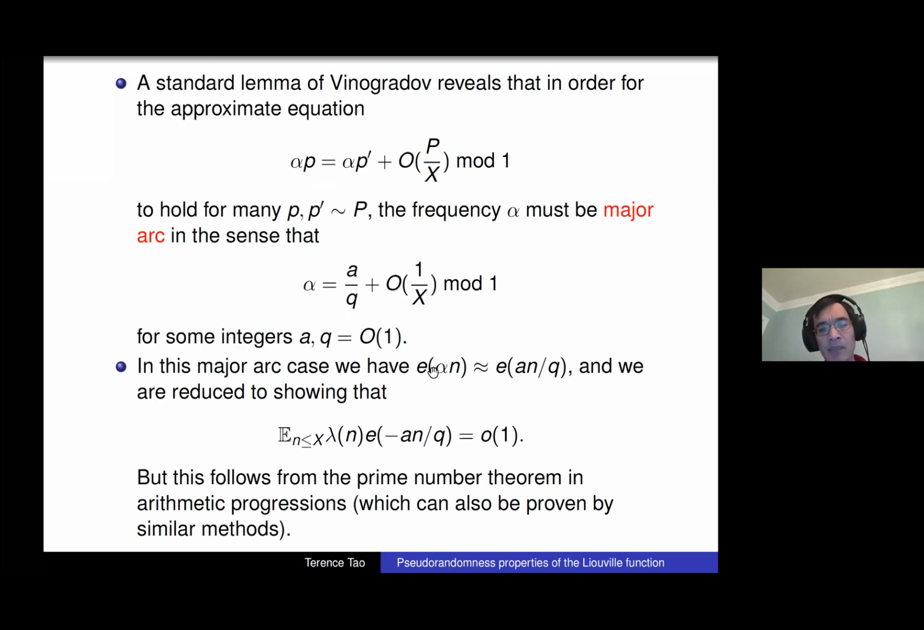So then this e(alpha n) that we are correlating with is actually very close to this periodic character, e(an/q). And so instead of correlating lambda with this real frequency, e(alpha n), we can just correlate with a rational frequency. And we just need to understand the correlation of lambda with this periodic function. And this you can prove using a variant of the prime number theorem. If you didn't have this rational factor at all, this would be the prime number theorem. And you can use instead what's called the prime number theorem in arithmetic progressions, which is a known theorem.